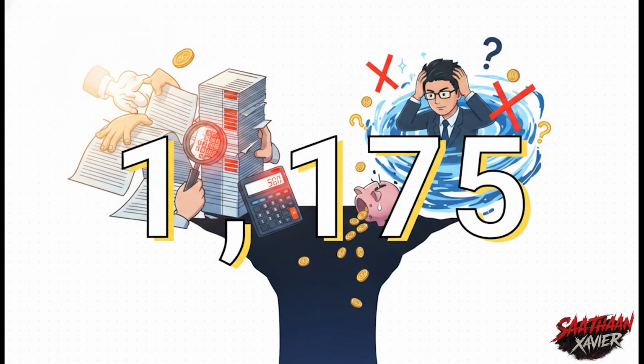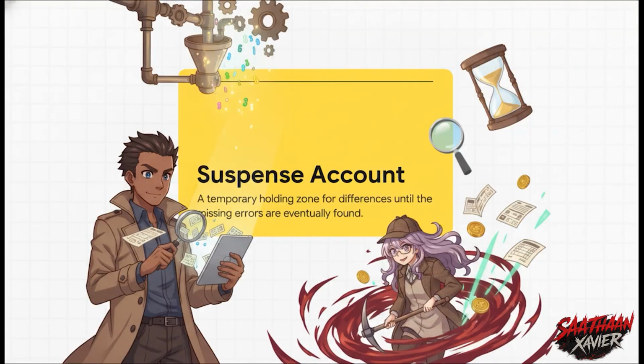We can't just stop the entire accounting process for the whole company. Enter the suspense account. It is a temporary holding zone. We literally just plug that missing 1,175 into a debit suspense account just to force the trial balance to tally. This allows us to temporarily proceed to our final accounts. But remember, it is strictly a temporary fix.